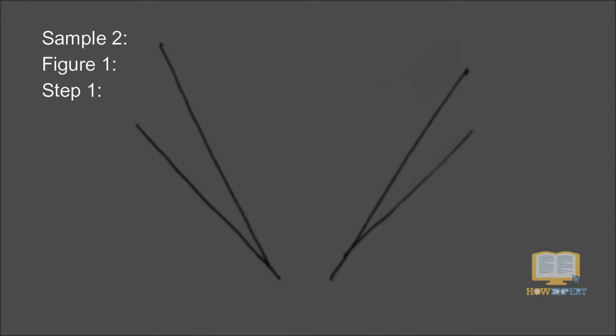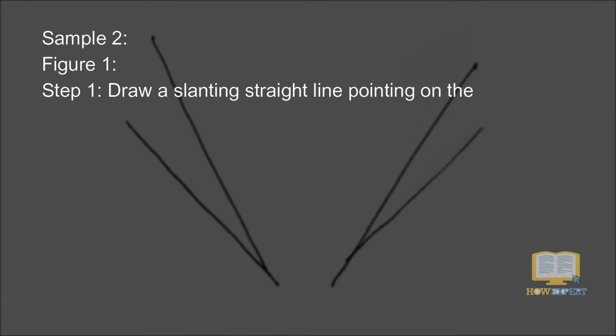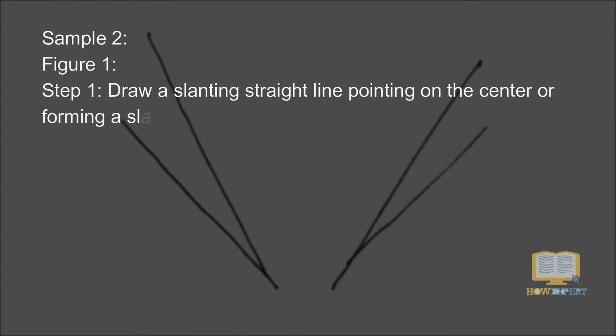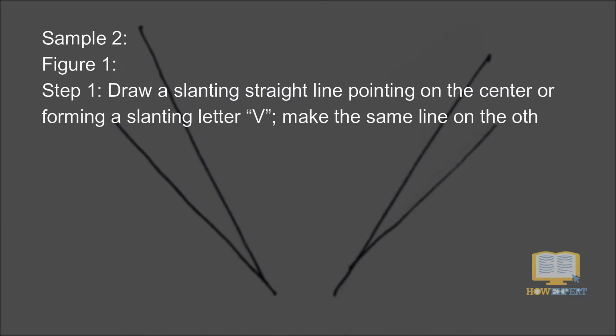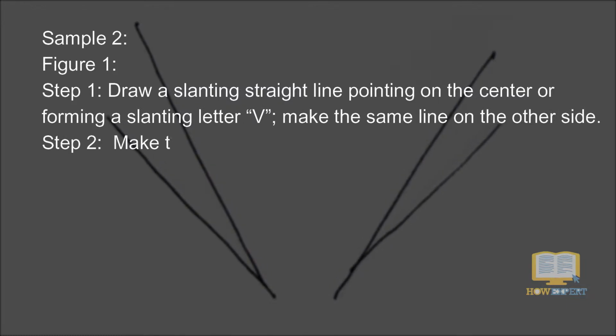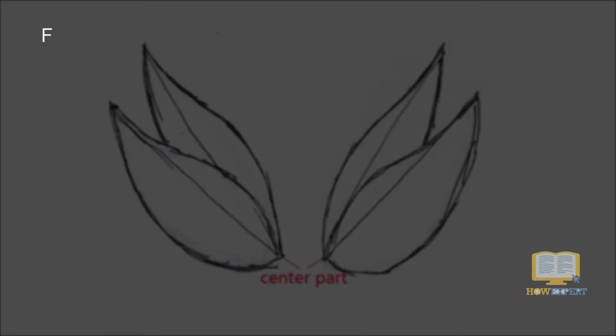Sample 2. Figure 1. Step 1. Draw a slanting straight line pointing on the center or forming a slanting letter V. Make the same line on the other side. Step 2. Make the lower line shorter than the upper line.